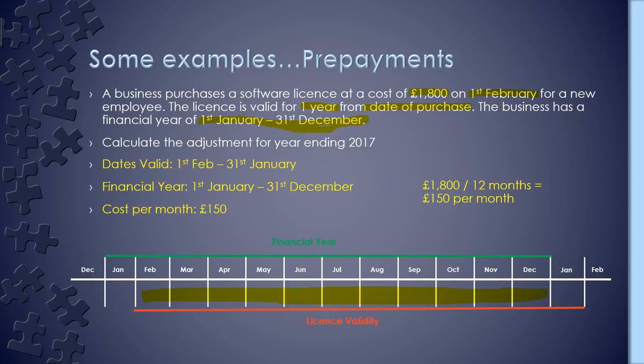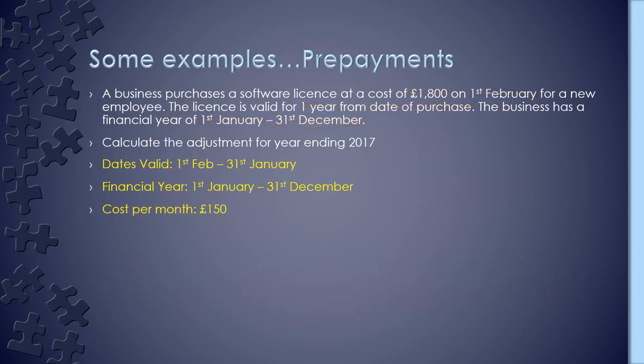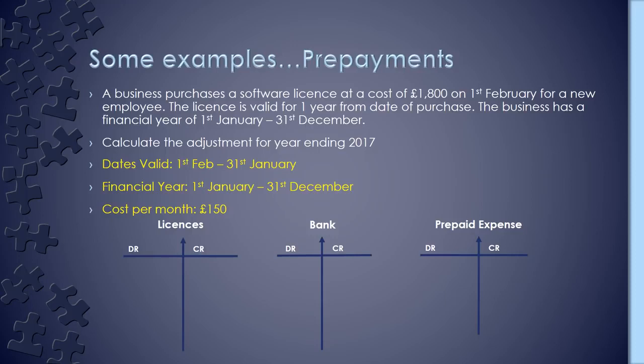So how do we actually do this? We've got all of our information at the top there, and here's our T accounts. We've got a licences account, we've got our bank account, and we've got our prepaid expense account. So what's the first thing that happened? The first thing that happened is that we purchased the licence. So we made a payment for this licence, so it's going to come out of the bank. So that £1,800 is going to come out of the bank, and we're going to pop it into our licences expense account. So let's just review these two transactions.